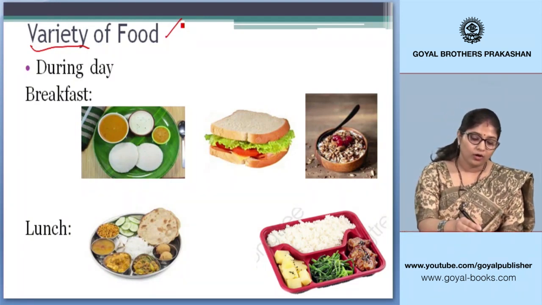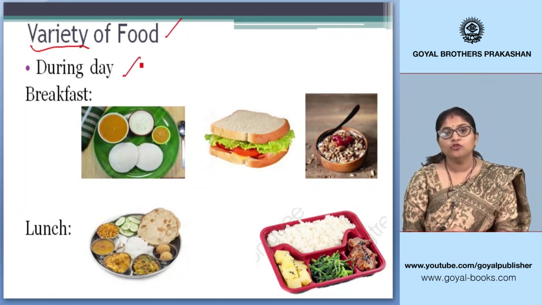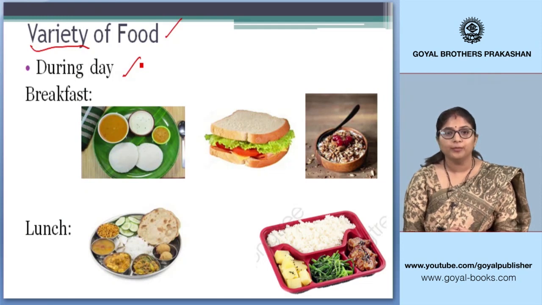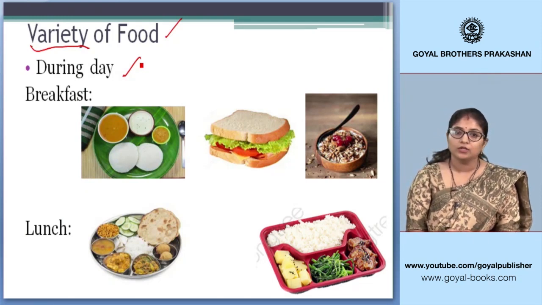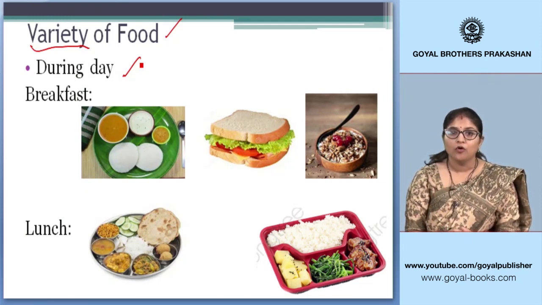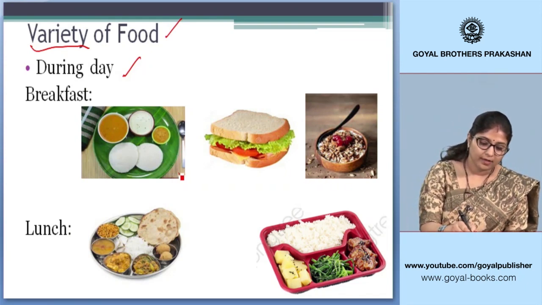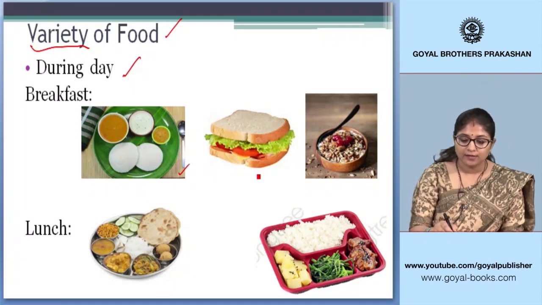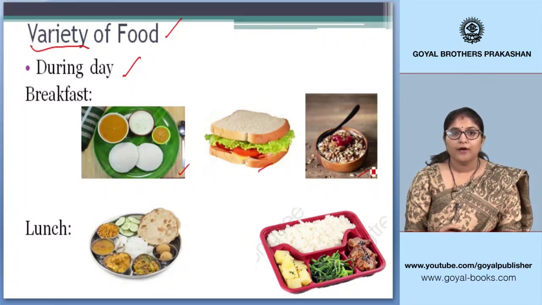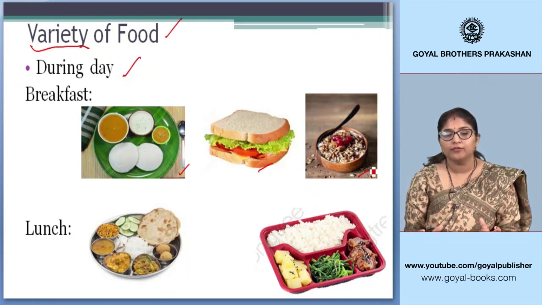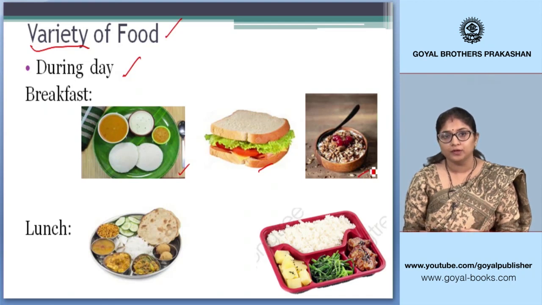Now, first of all, let's discuss the variety we eat during a day. In a day, we basically have 3 meals, that is the breakfast, lunch and dinner. Now, for breakfast, we usually have, say for example, here in South India, people have idli, sandwiches or cereals. As you see, in breakfast only, there are so many varieties of food that we have, and the quantity and the quality differs from person to person.